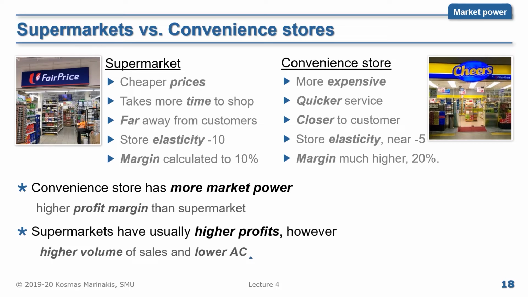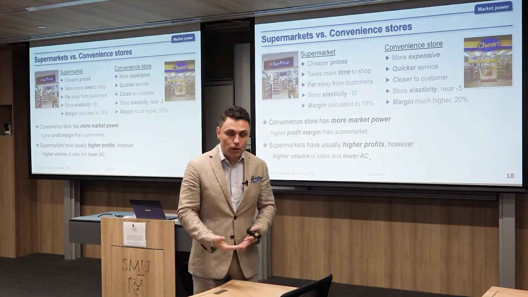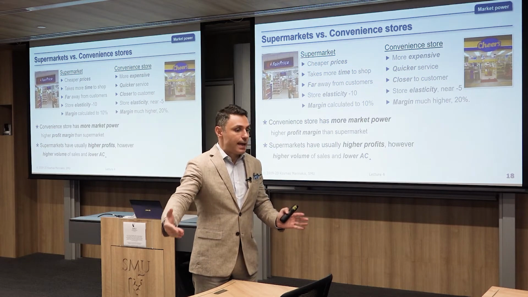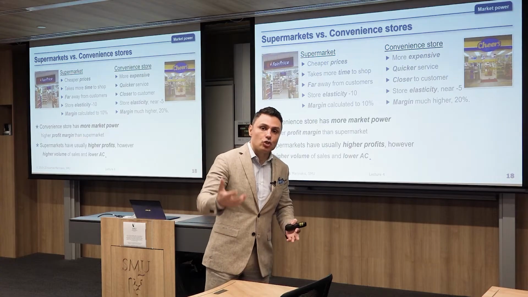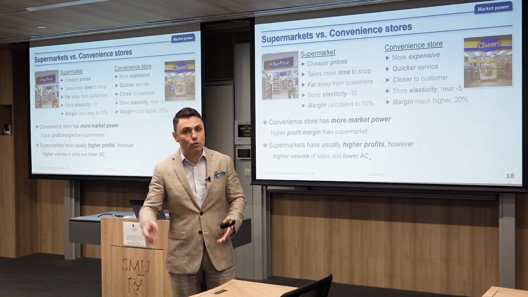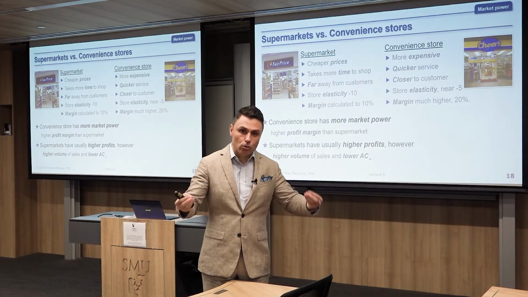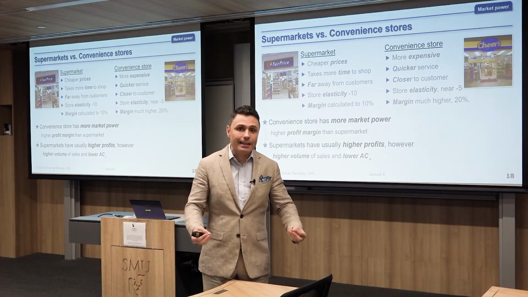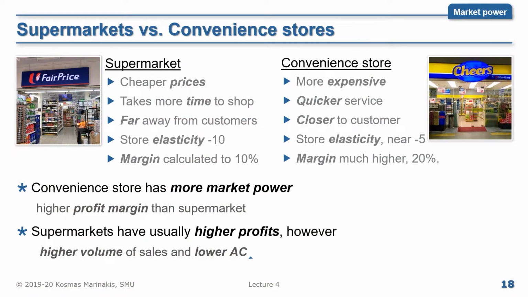Supermarkets, on the other hand, usually have higher profits because they have a higher volume of sales, and also, because of economies of scale, because of the mass of sales and operation, they can keep the average cost much lower, so this allows them to have a higher profit. So you see here that market power is not synonymous with profit. They correlate, but one doesn't necessarily cause the other, and in some cases they might not coexist.